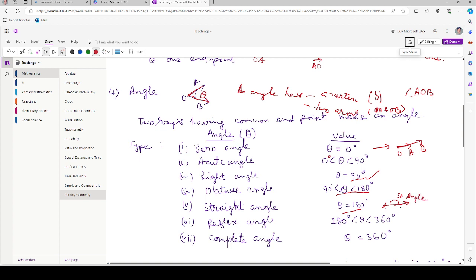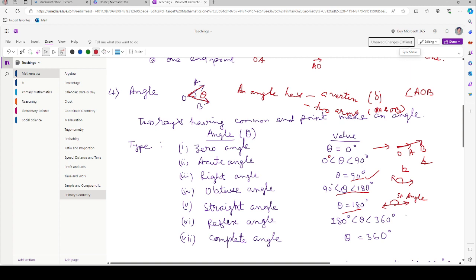Straight angle looks like this, right? And an obtuse angle looks like this. This is an obtuse angle. 90 degree. This is a right angle. Acute angle. This is an acute angle. Okay.